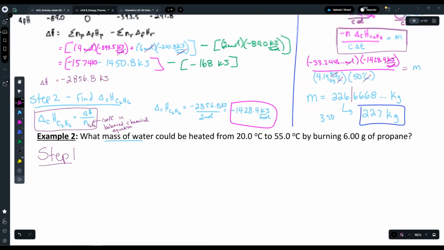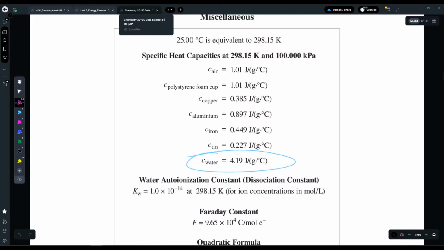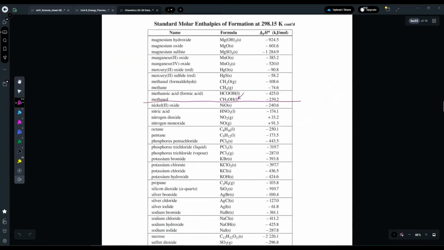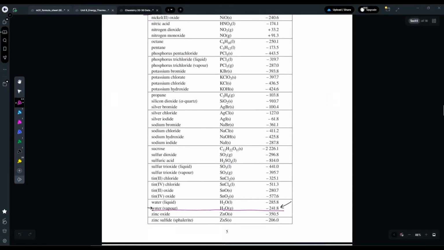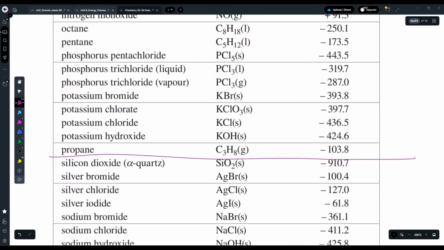So first things first, we're going to write out the balanced chemical equation. And what's happening here is we are burning propane. So propane, if you don't know the chemical formula of that, you can find that on page 5 right here. So C3H8 as a gas.